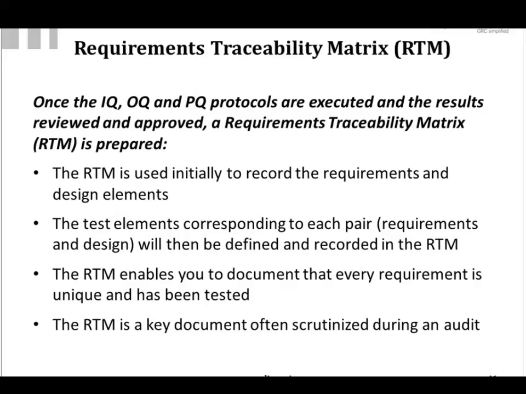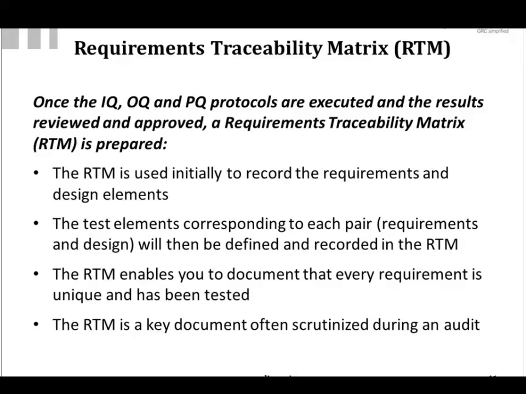And basically, you're recording the requirements and the design elements, and then the test elements corresponding to each. So you may have one or more test scripts for each requirement, but you have to have at least one. And you may have one or more design elements related to each requirement, but you have to have at least one. And in this document, you want to put down the actual functional requirement number, the number assigned to that functional requirement that's unique and identifiable.